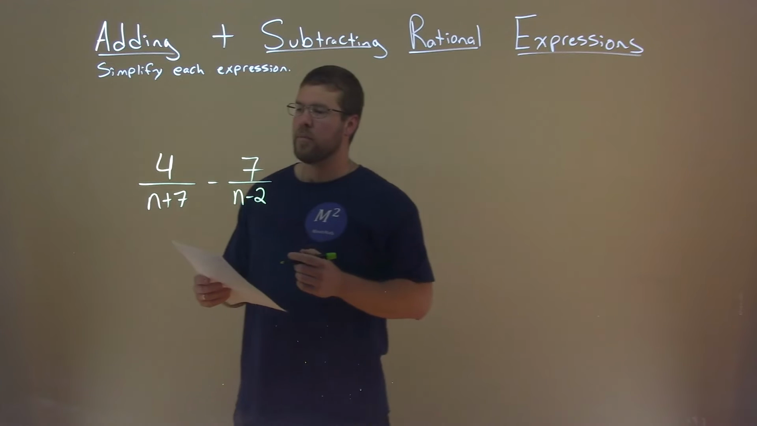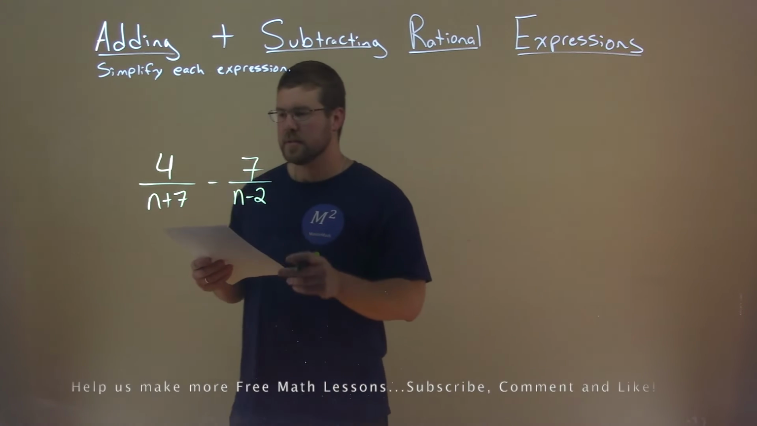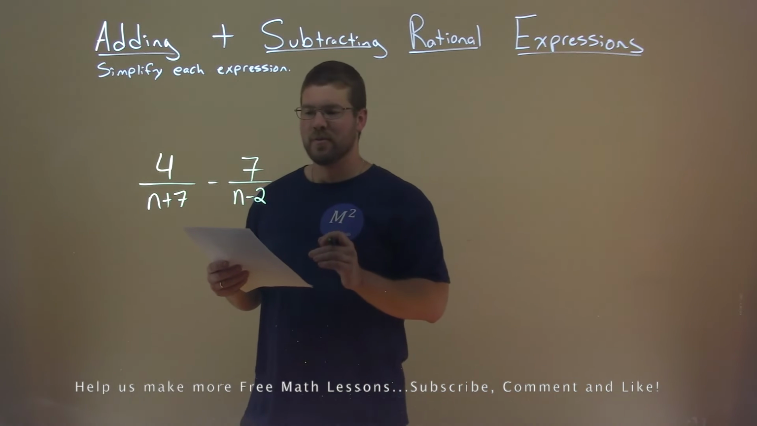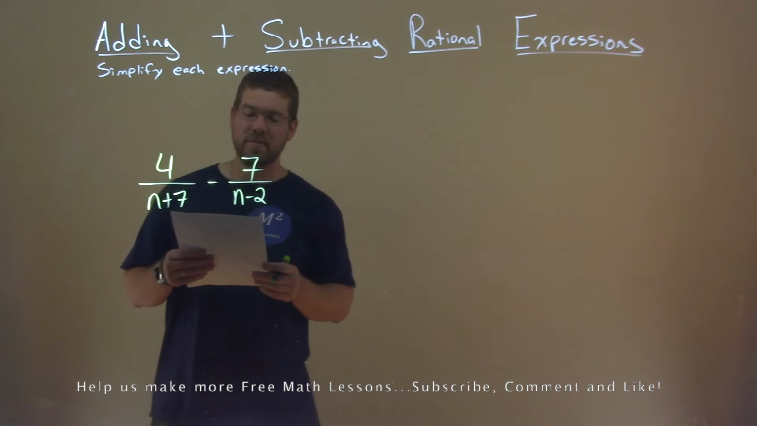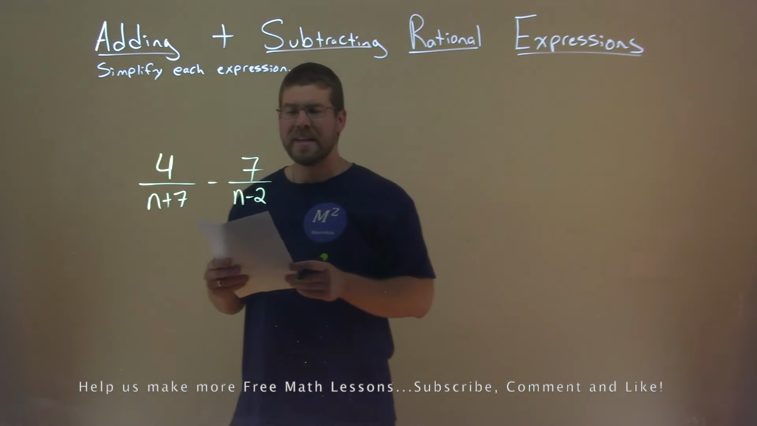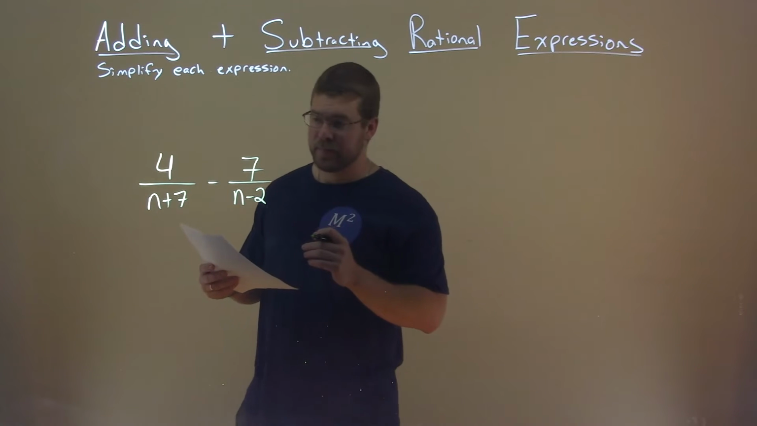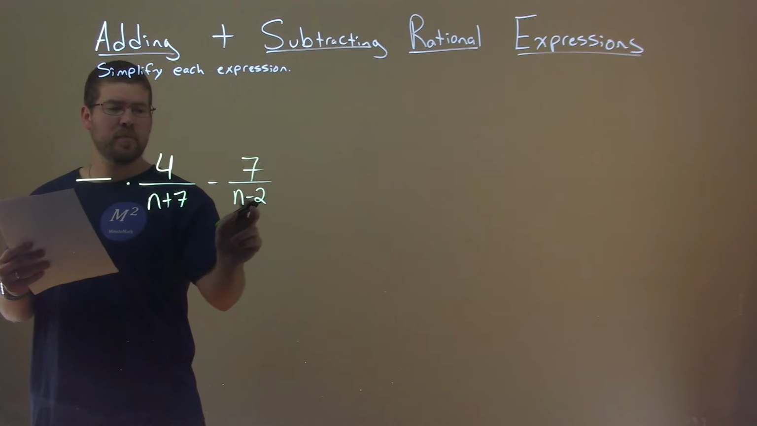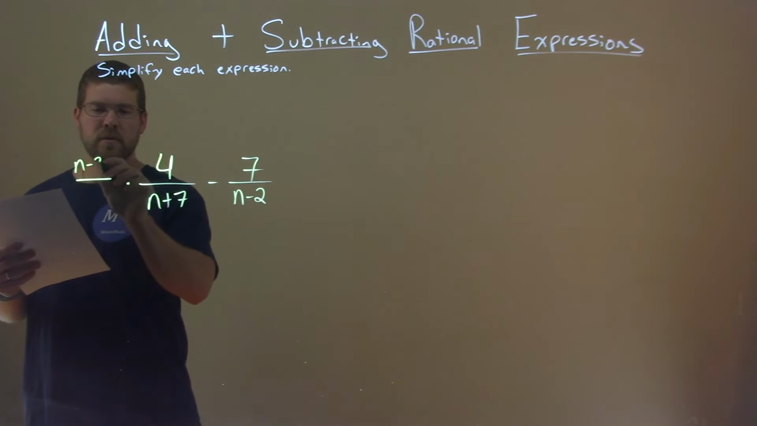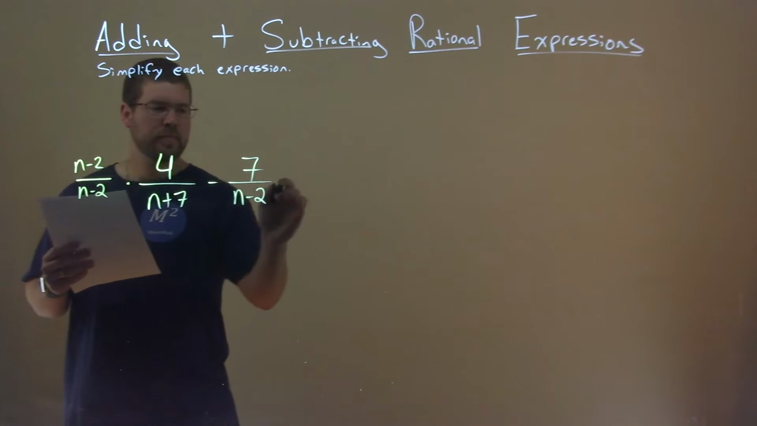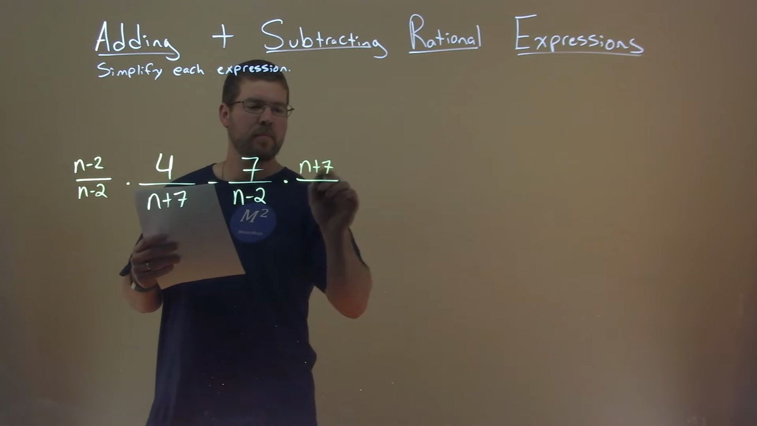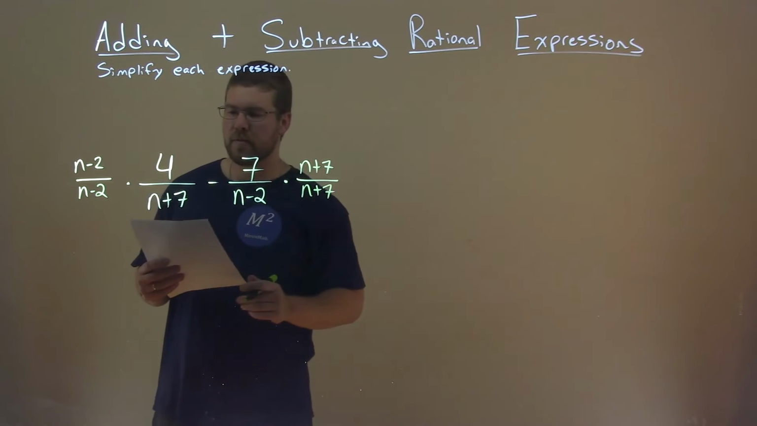We're given this problem right here. 4 over n plus 7 minus 7 over n minus 2. And we need to simplify this expression. Well, I need to have a common denominator here. So to do that, I'm going to take the first fraction and multiply it by this denominator, the second one, over itself. Now I'm going to flip it and do the same thing here. N plus 7 over n plus 7.